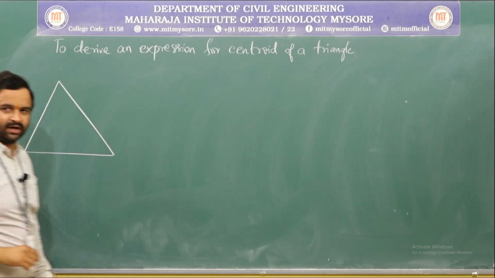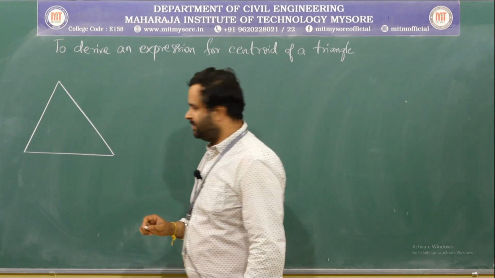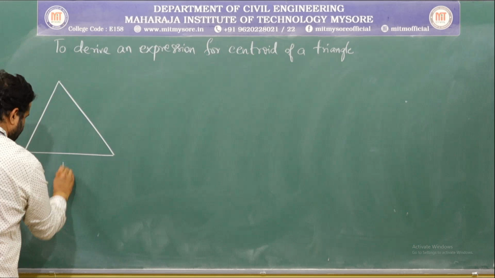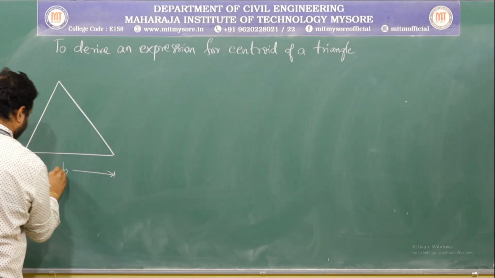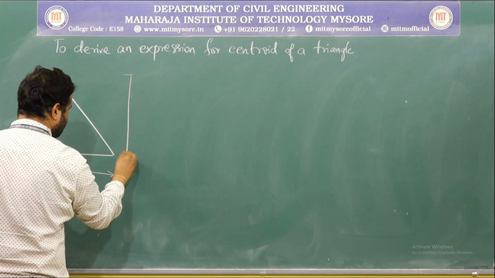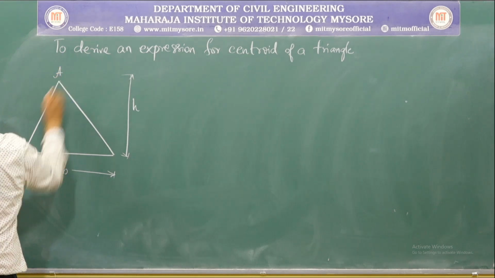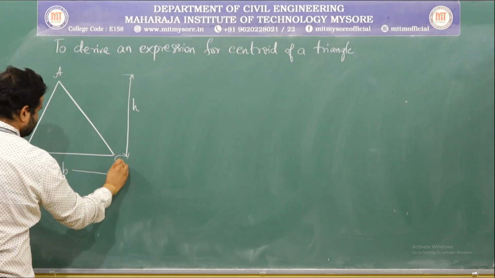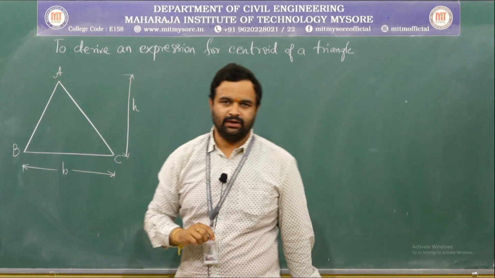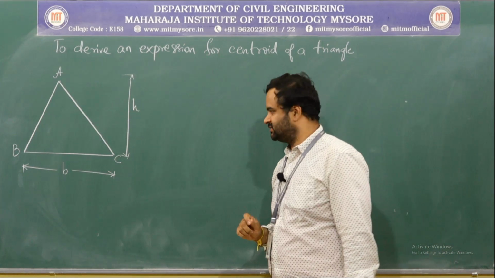so this is a triangle with its base B and its height be H. Let this triangle be named as ABC. Okay. Let us consider a triangle of base B and height H.